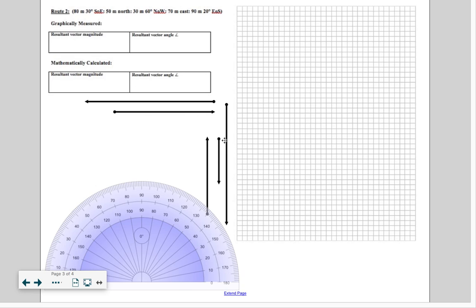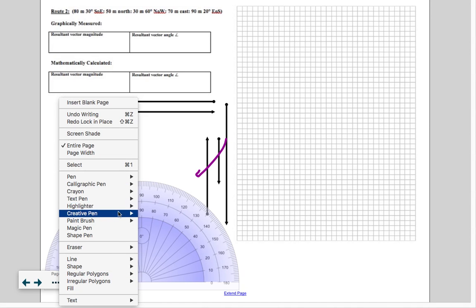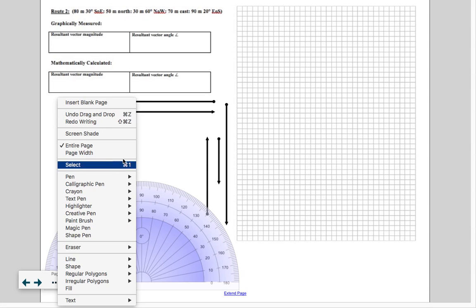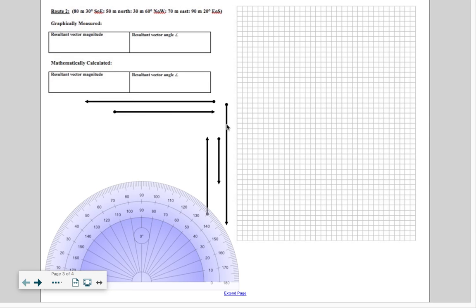I'm trying to think which one of these was 80. I think this one was 80. I've got to get off my pen. Okay. All right. So we're going 80.